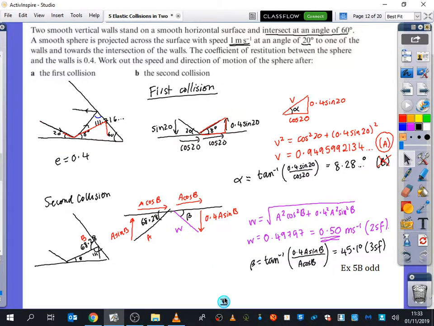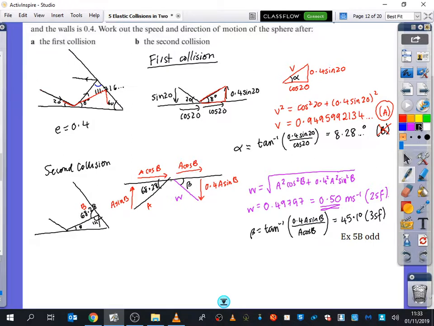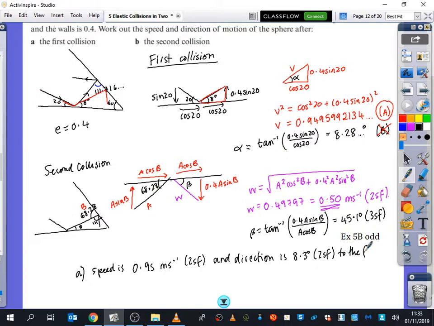So part A said, what is the speed and direction of motion of the sphere after the first collision? So for part A, we should say that the speed is 0.95 meters per second to 2 significant figures, and the direction is 8.3 degrees, 2 significant figures, to the first wall.